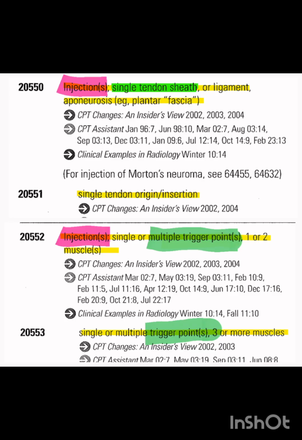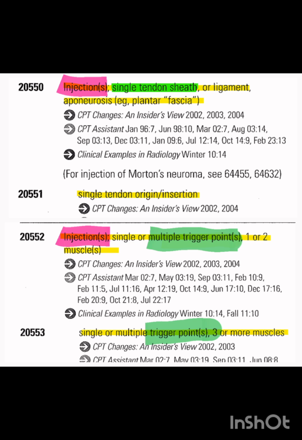Now this is the series for injection. So there are four CPTs. Now if you look carefully, 20550 says injection, single tendon sheath or ligament or aponeurosis, for example, in plantar fascia. The second CPT is 20551, which is injection in single tendon origin or insertion. The third CPT, 20552, is injection in single or multiple trigger points, one or two muscles, and 20553 is single or multiple trigger points, three or more muscles.